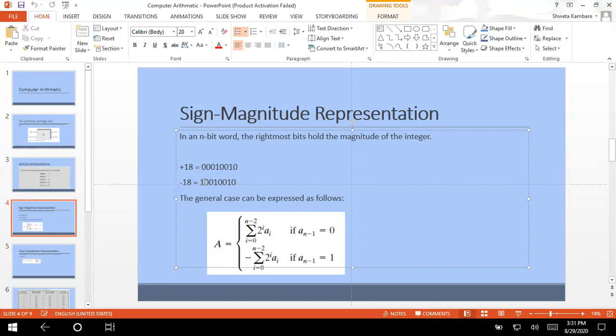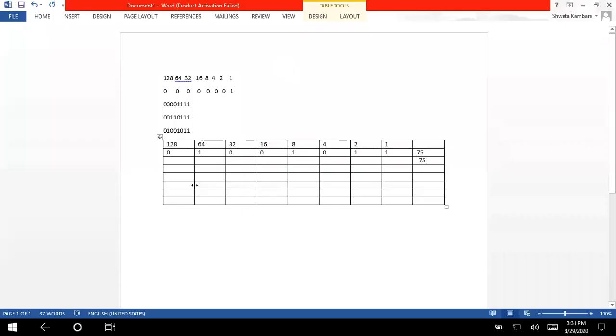There is going to be a limitation. You can represent only up to 7 bits now. You cannot use the last bit for representing the number. By using these 8 bits, you can represent up to 255, right? But if you are using sign magnitude representation, this bit will be your sign bit. So if you want to represent minus 75, this will be 1, and the remaining will be the same as it is.